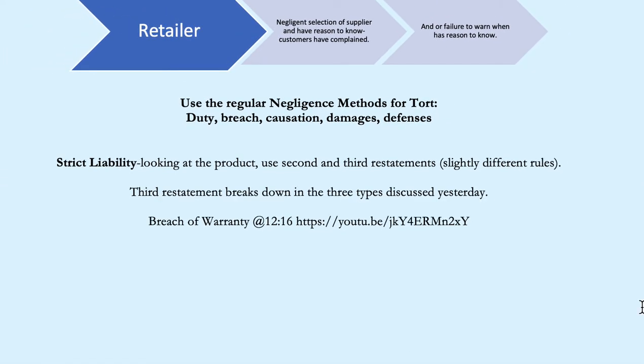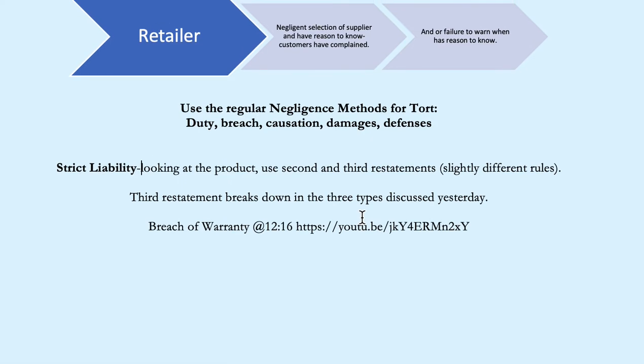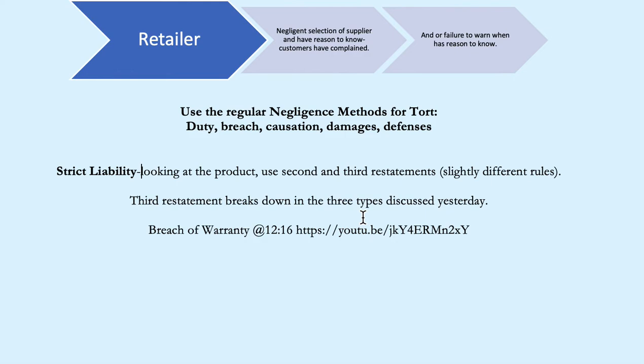Now with strict liability, you're going to be looking at the product, not at the conduct of the people in the chain of commerce. You're going to look at the product, and it has slightly different rules. Basically, there's the second Restatement, and third. We talked about this yesterday. I broke it down for you yesterday. I can scroll over to it. Tomorrow we can go over breach of warranty. It'll be the next video.